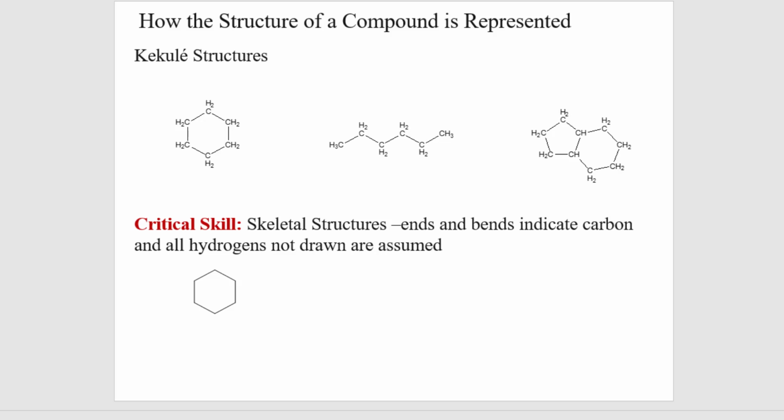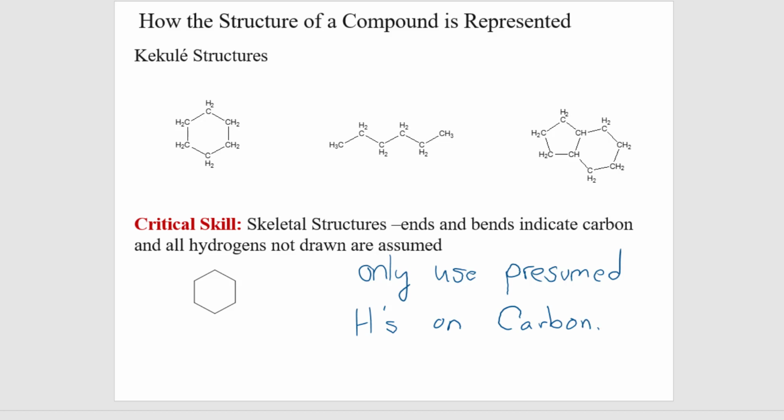And we only do this for carbon. We only use presumed hydrogens on carbon. So what this means is that ends and bends indicate that a carbon is present. So we're actually not even writing the carbon either. And then, in order to satisfy octets, all hydrogens not drawn are assumed.